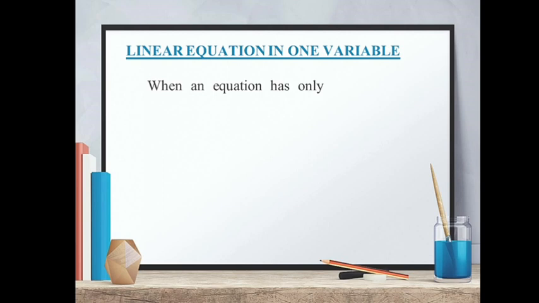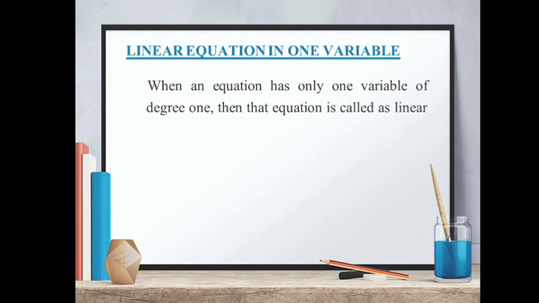When an equation has only one variable of degree 1, then that equation is called a linear equation in one variable. So what is given? If any equation is given with one variable and the degree of that variable is 1, then that equation is called a linear equation in one variable. Now the standard form is ax plus b equals 0.